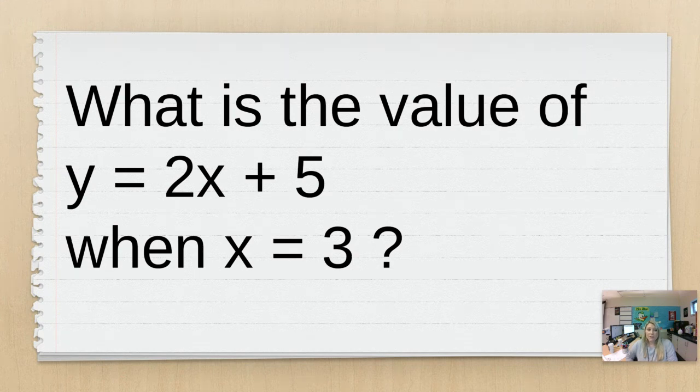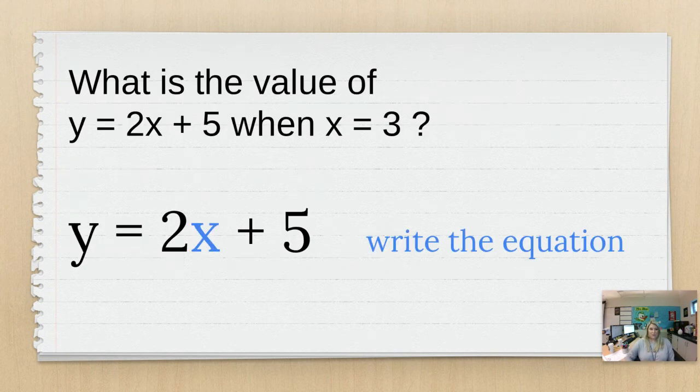get for your output. And we can also talk about in words what this function rule is when we're talking about the input and the relationship to the output. All right, so what is the value of y equals 2x plus 5 when x equals 3? So first step is to write the equation. So when you're given this question in your math homework or in class, first thing you want to do is write down the equation, y equals 2x plus 5.